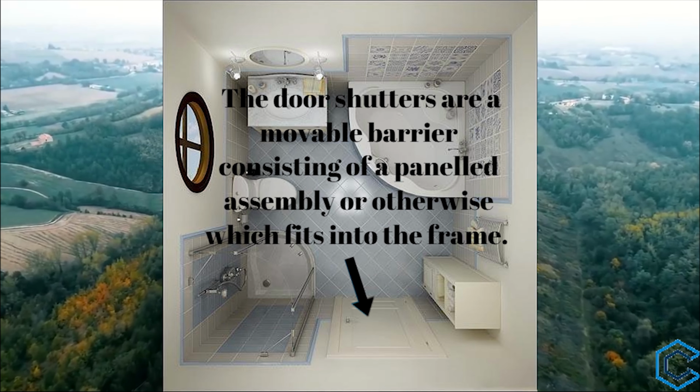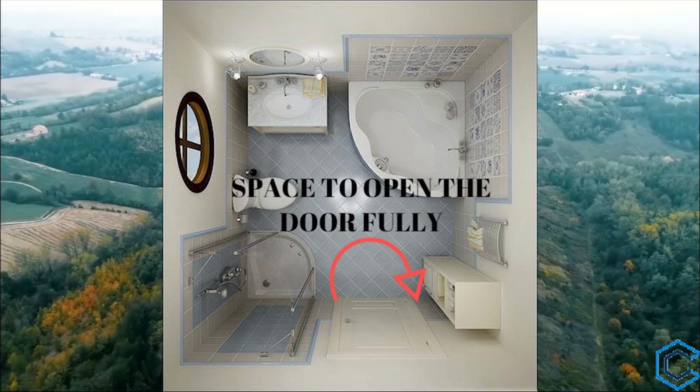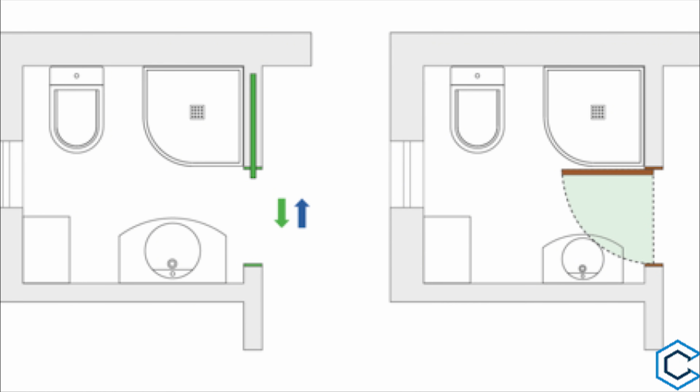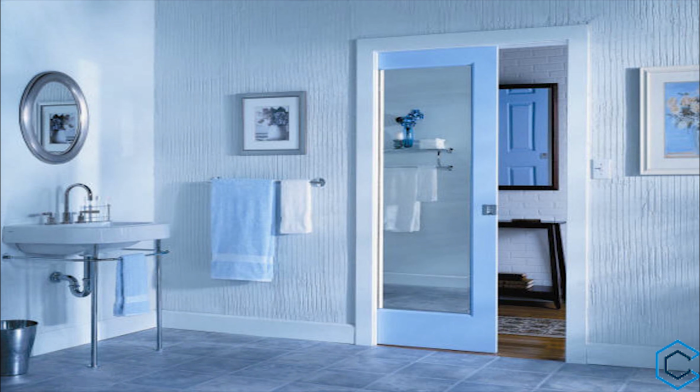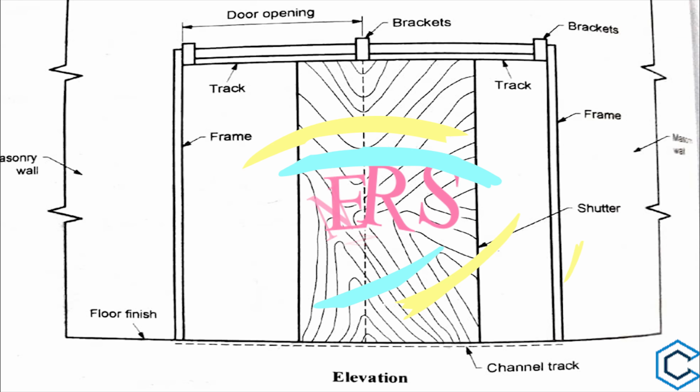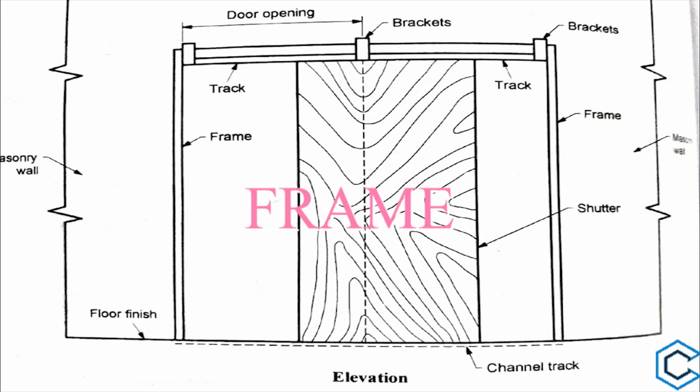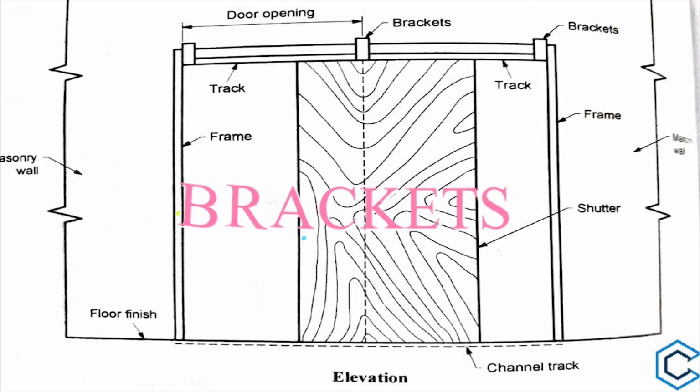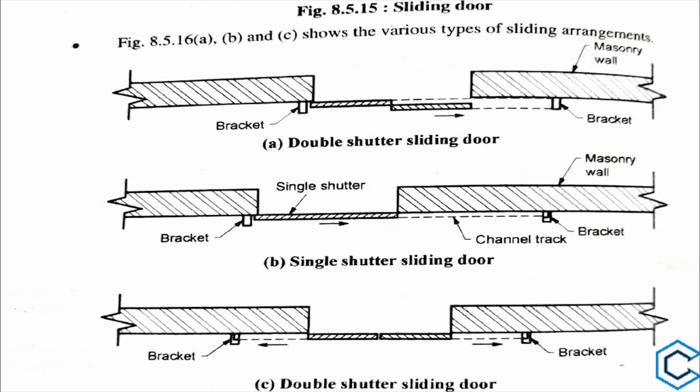At the time the shutter of a door opens, normally it requires space to open. In some cases, when space is not available to open the shutter, sliding doors are preferred. In such a door, very little space is required to open the shutter due to sliding. Sliding doors consist of runners, guide rails, shutter, frame, channel track, and brackets. The door shutter slides on the sides with the help of guide rails and runners. At the bottom of the shutter, a channel track is provided so as to slide the shutter properly.